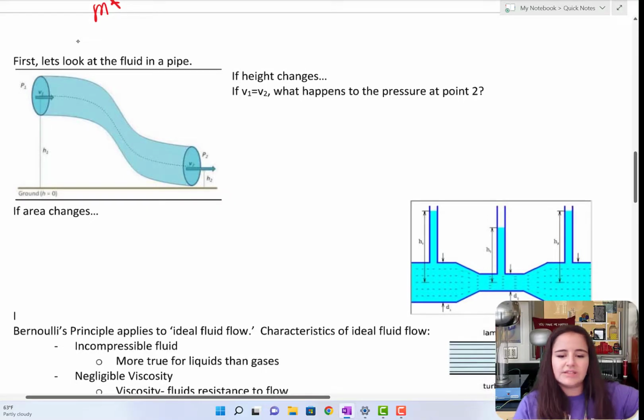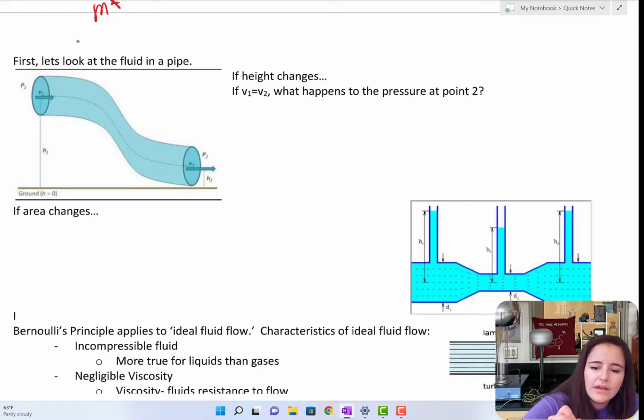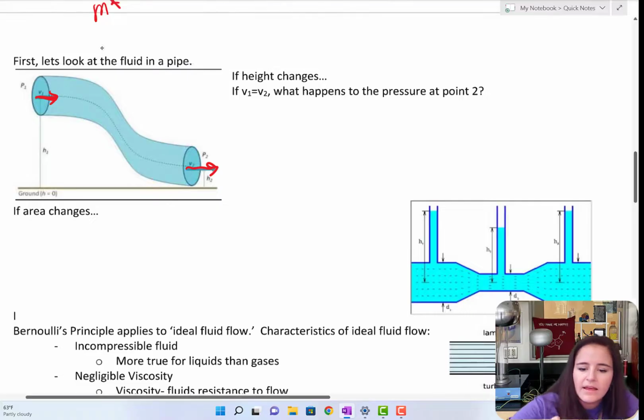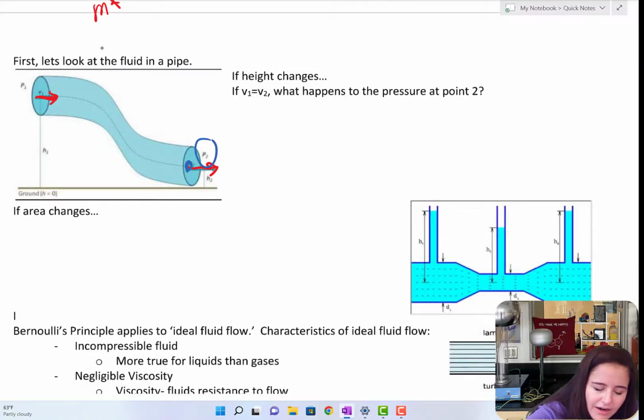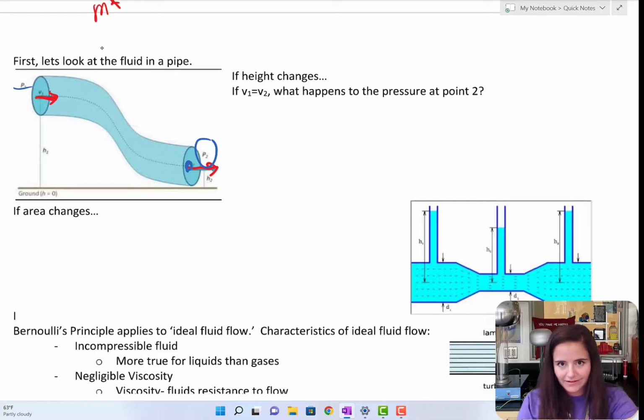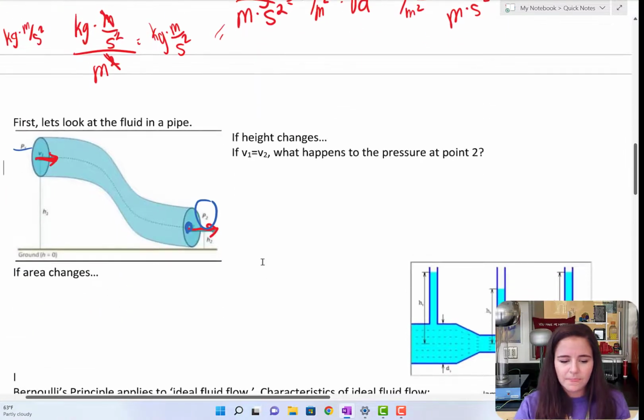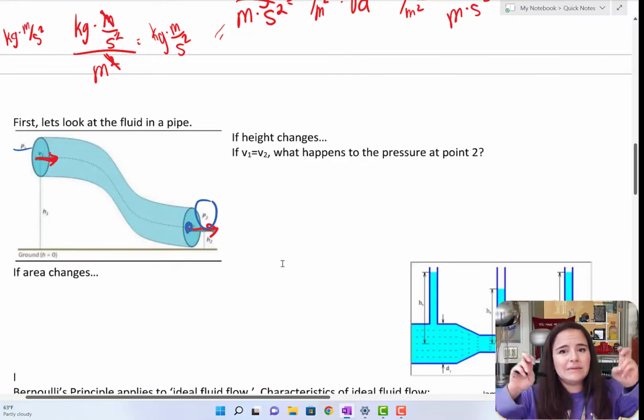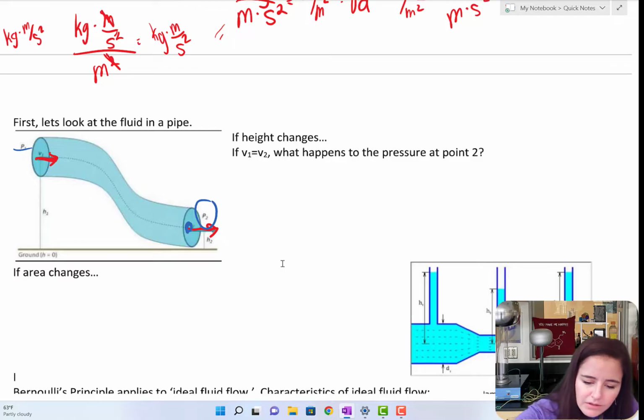Okay, starting with just if the height changes. So in this one, they're saying that V1 here is equal to V2 there. And what will happen to the pressure at point 2 compared to the pressure at point 1? Well, two different ways you can look at this. If we looked at this with those velocities being equal and we were just thinking about that hydrostatic pressure, that rho g y, well, this one is up higher. And we know things have higher pressure when they are lower. So at P2, the pressure is going to increase, because it's deeper in the fluid.